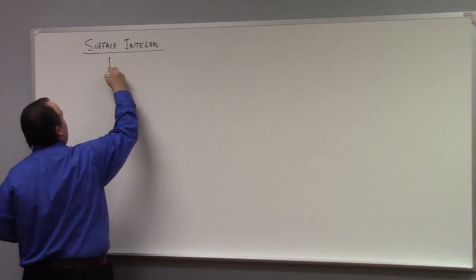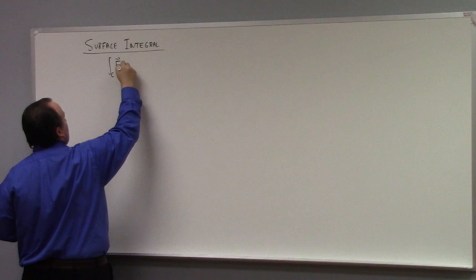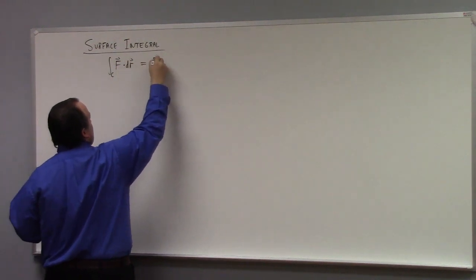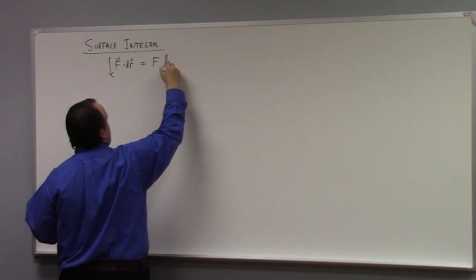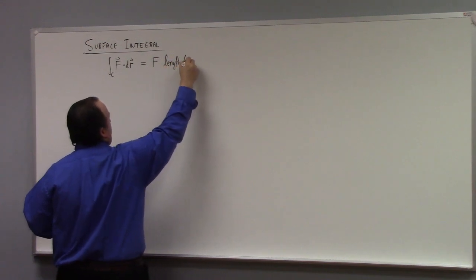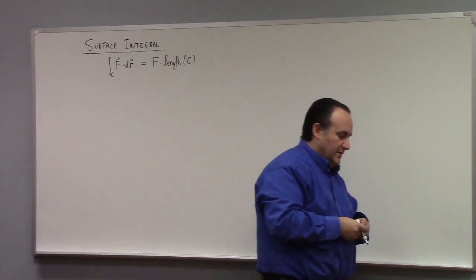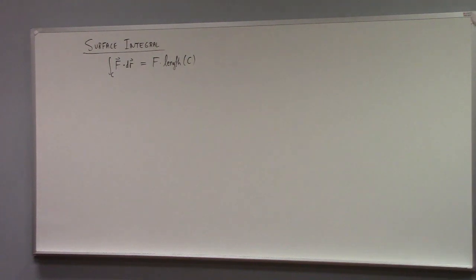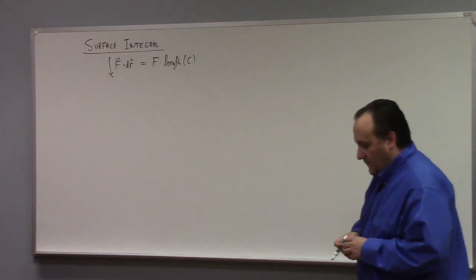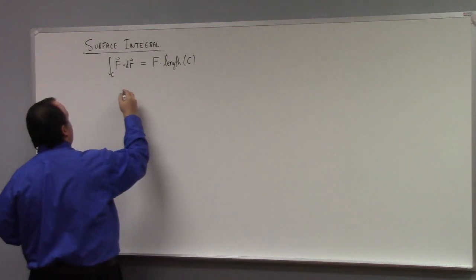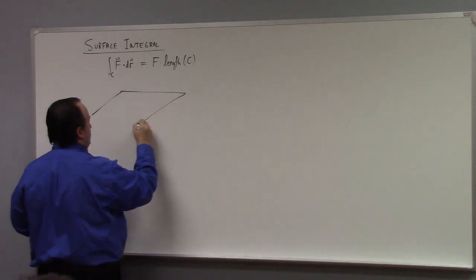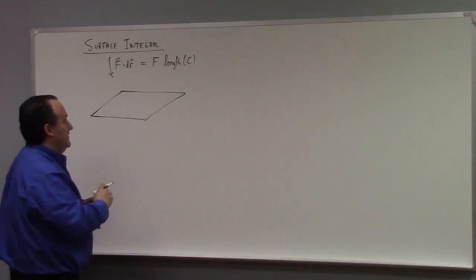Okay. Well, great. So, the integral along a curve of F dot dr would just be equal to F times the length of the curve, right? In the special case that the vector field was parallel to the curve, right? So that's essentially what the line integral is calculating, the so-called circulation, how much the vector field aligns with the curve.